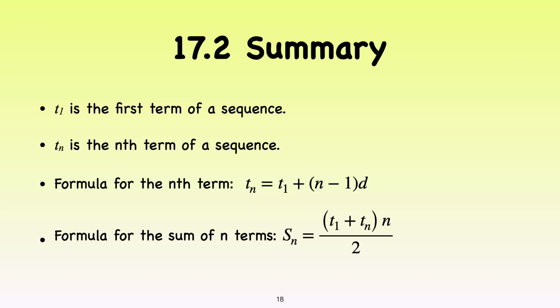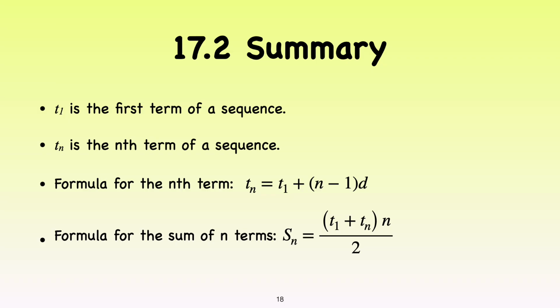The formula for the nth term of an arithmetic sequence is: the nth term is found by t sub 1, the first term, plus n minus 1, that's the number of terms take away 1, times the difference. T sub n equals t sub 1 plus the group n minus 1 multiplied by d.